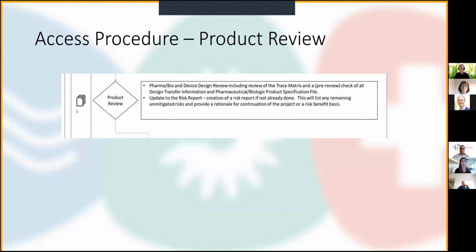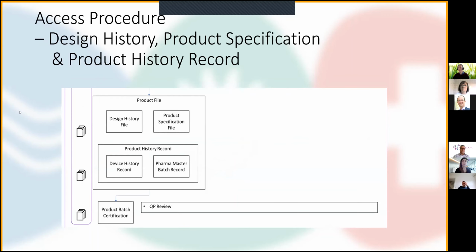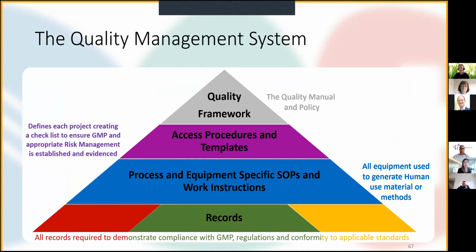That will then be reviewed very much as per the previous review. 13485 requires you to do at least one design review through your development process. And then as you're actually creating your product, you will generate your device history record and your pharma master batch record, which will give you your product batch certification at the end of that process, which will then be QP reviewed and released.